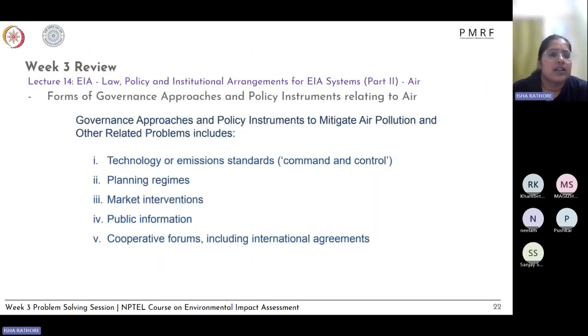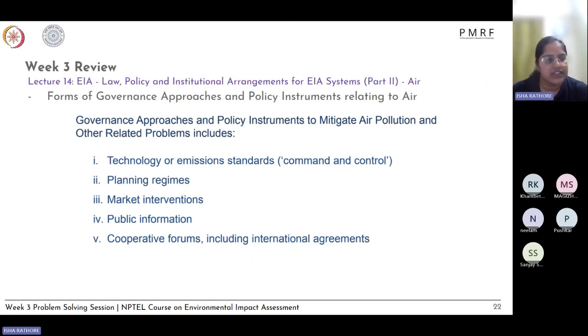Okay. Then some forms of governance approaches and policy instruments relating to air. To mitigate air pollution and other related problems, we include technology or emission standards. So we have command and control standards which say this much emission, the air should hold this much pollutant or this type of pollutant. We will see further as well.